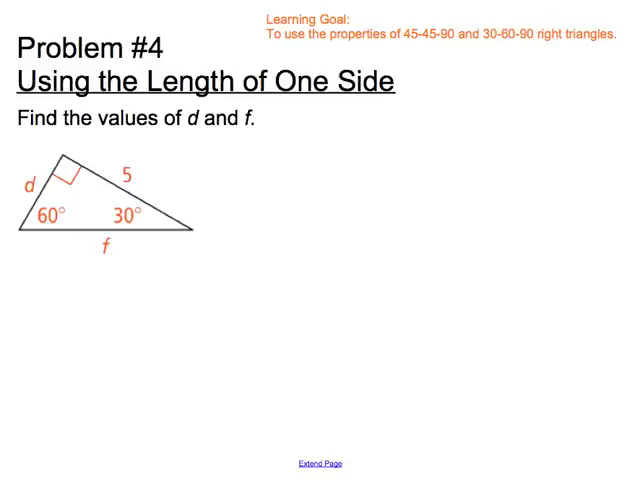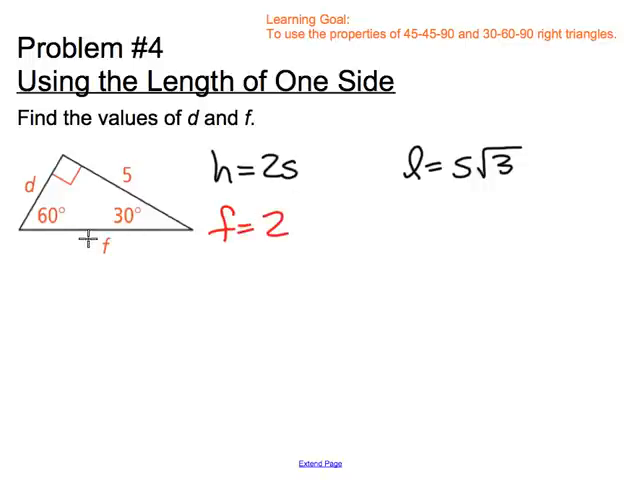So question number 4 gives us the value of one side and asks us to find the values of both d and f. Well, let's start by writing our two formulas. We have h equals 2 times s, and we have the length of the long leg equals the length of the short leg times the square root of 3. Let's go ahead and plug in what we know. The hypotenuse here is f, so we know that f equals 2 times the shorter of the two legs. And remember, the shorter leg has to be opposite the smallest angle, so f equals 2 times d. And here the longer leg, or 5, has to equal the shorter leg, d, times the square root of 3.